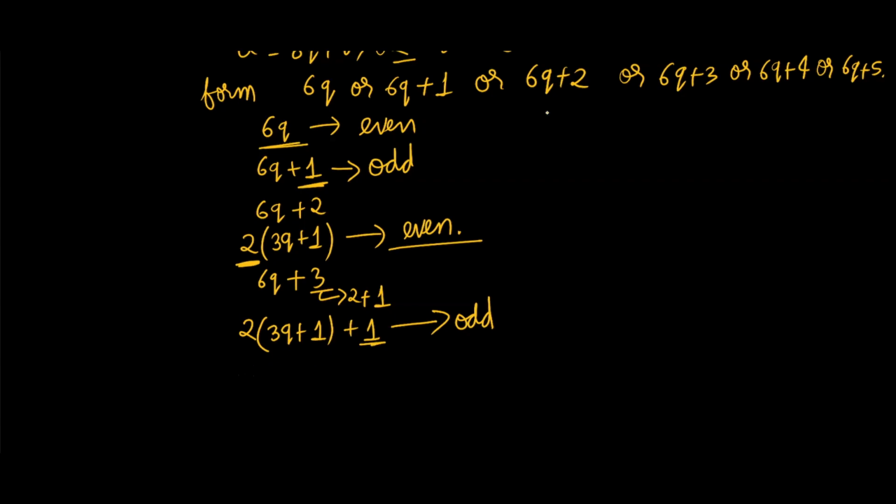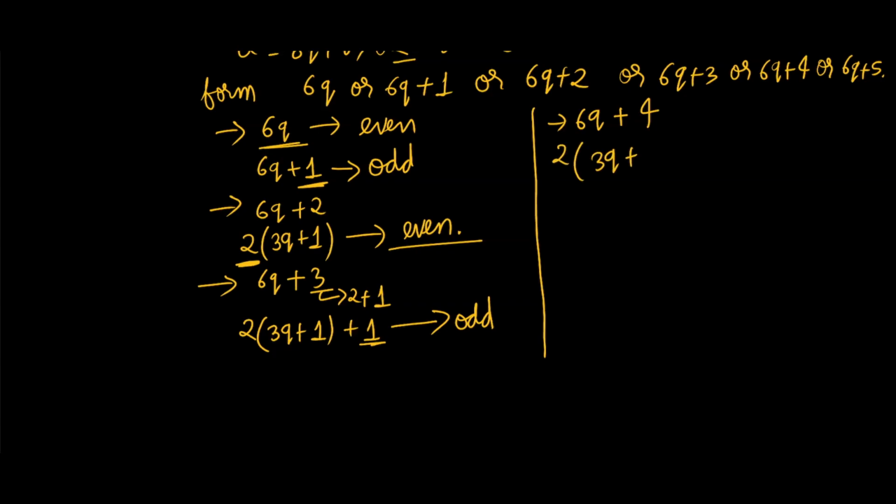So in this table we will write 6q plus 4. So from here we will get 2 as common, so 2 into 3q plus 2. So here there is no remainder, so it is even.